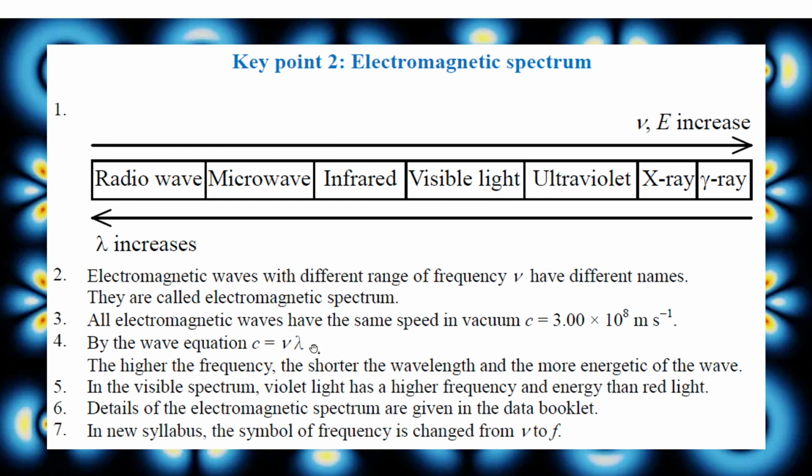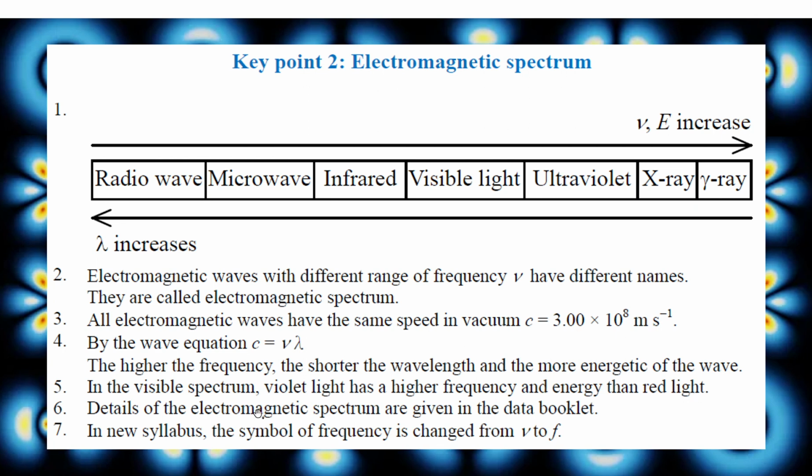c equals nu lambda. This one you need to memorize, it is the theory: the higher the frequency, the shorter the wavelength. Yes, they are inversely proportional because of the same speed of light in vacuum. And next, the higher the frequency, the higher the energy. You need to remember it, it's a fact, okay? In the visible spectrum, violet light has a higher frequency, so violet light is more energetic than red light.